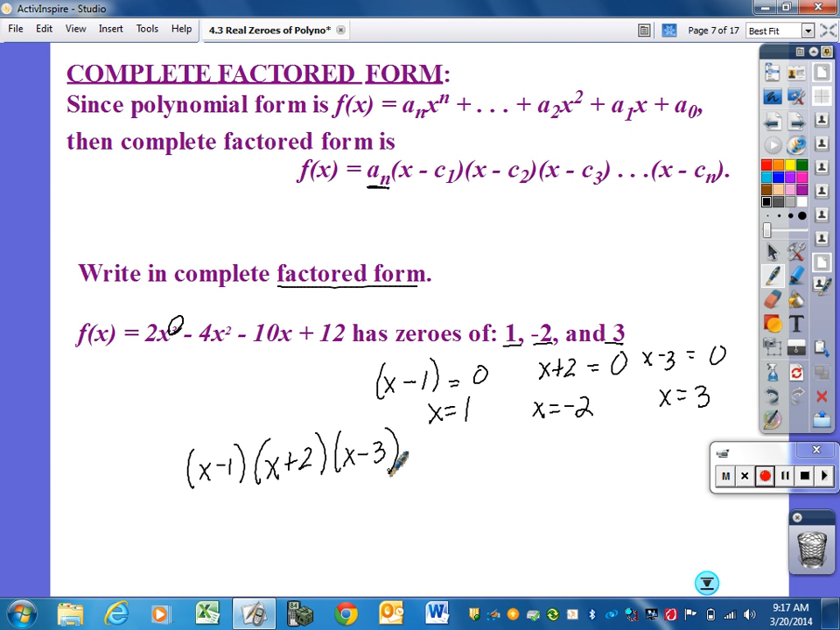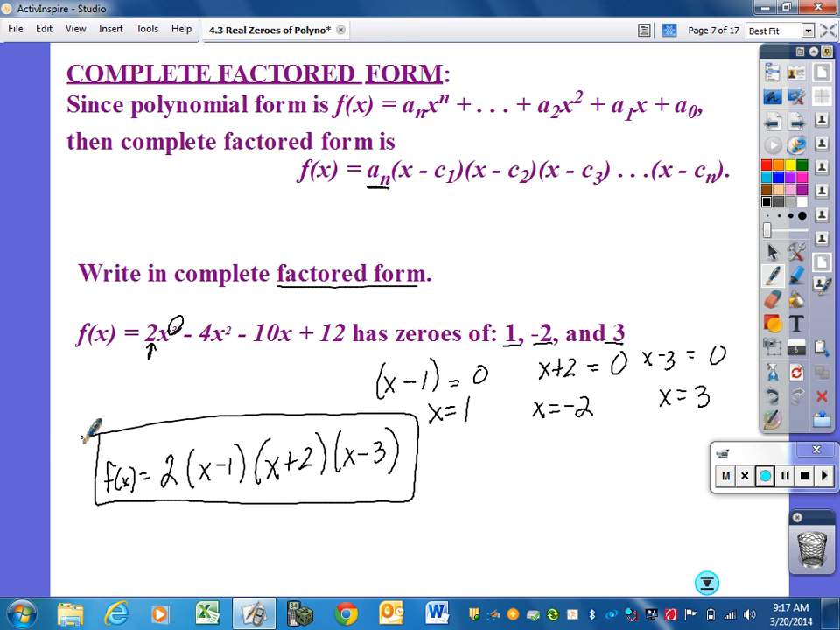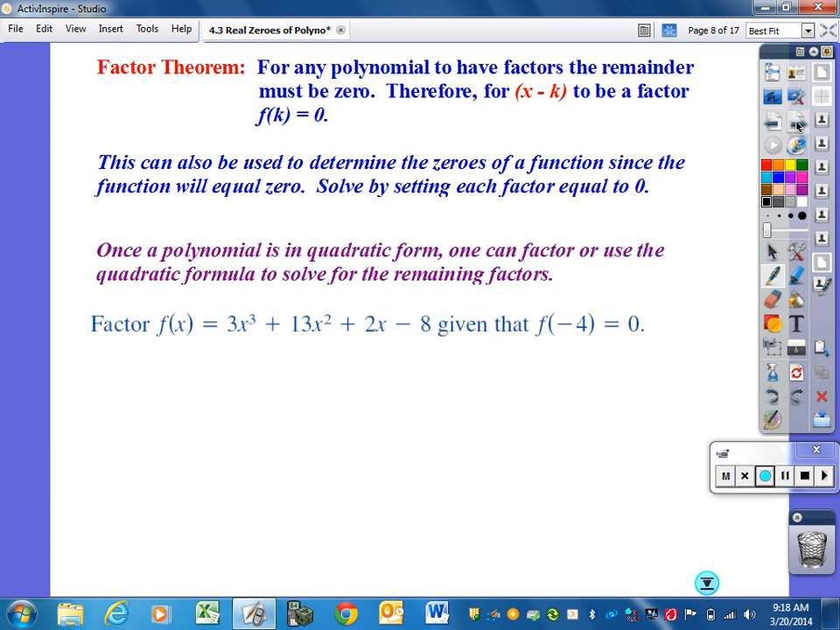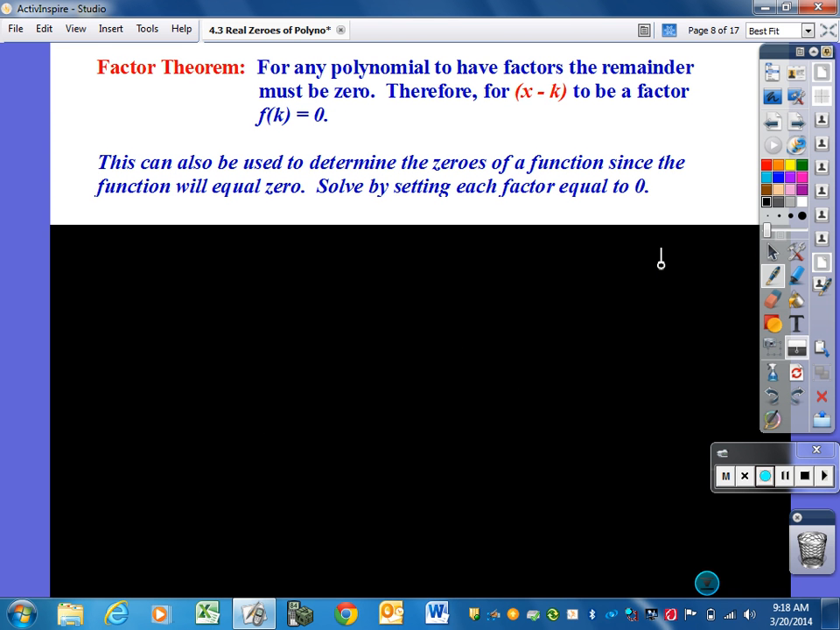And what was my leading coefficient? 2. So that becomes my a. And I now have my polynomial in factored form. But what if you aren't given all the roots? What can you do then?